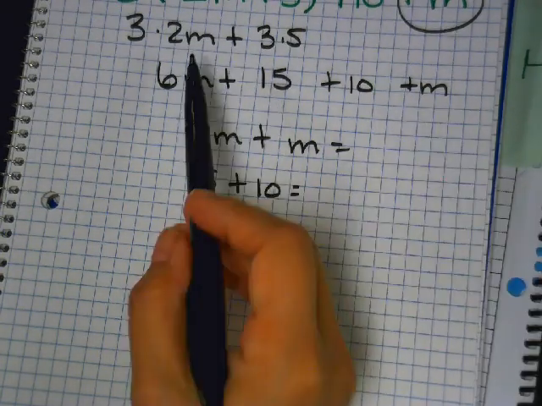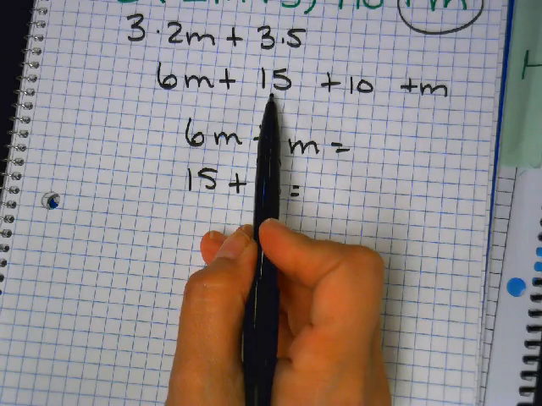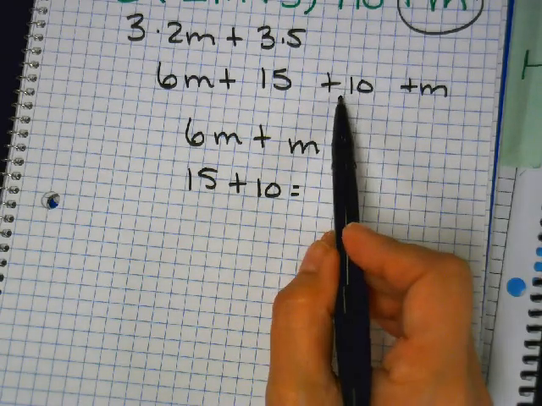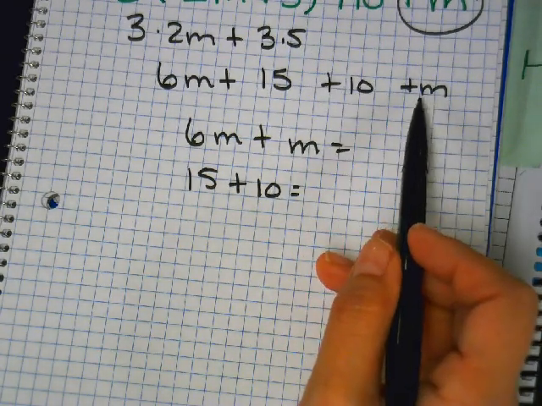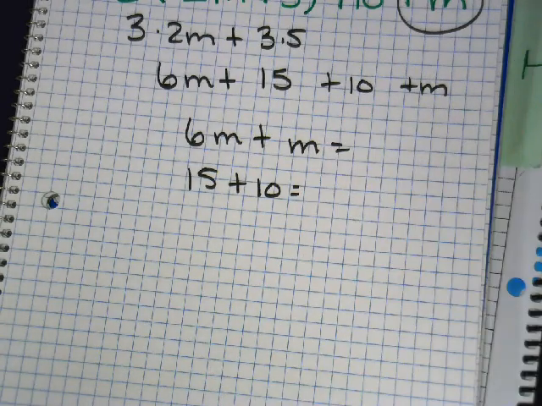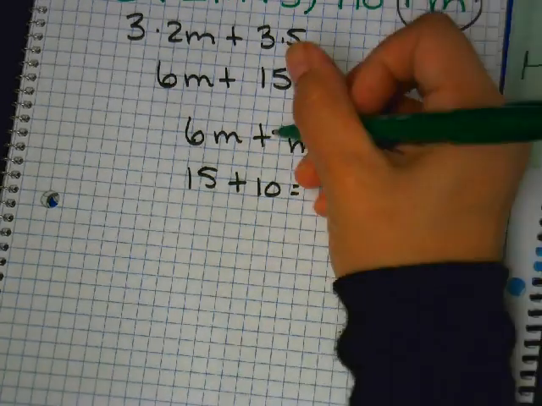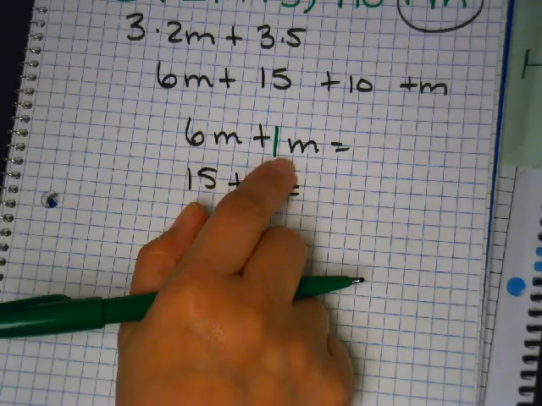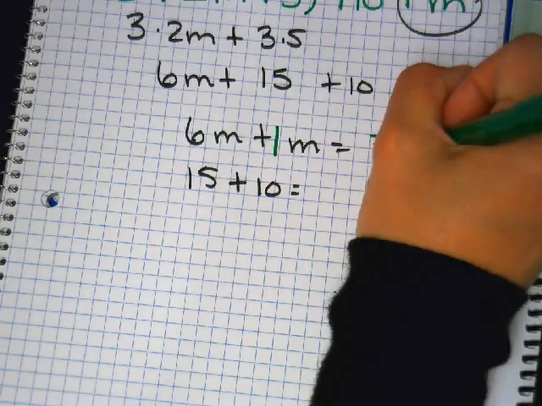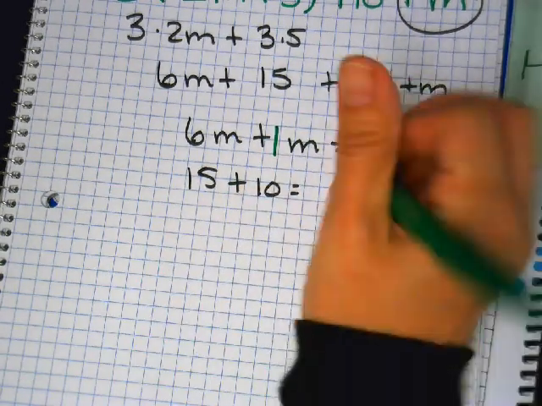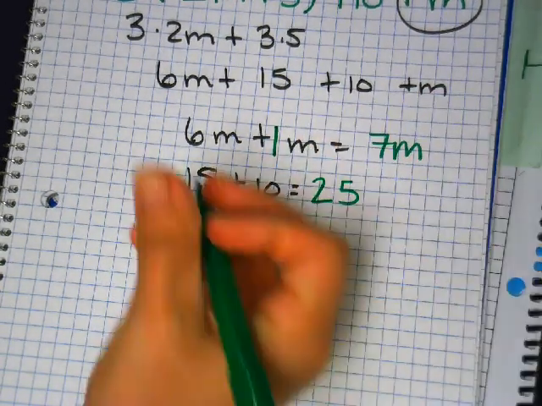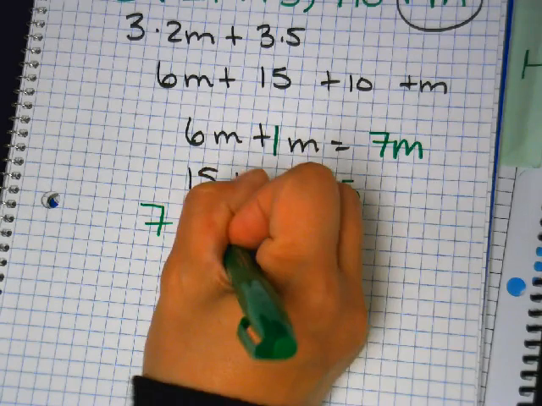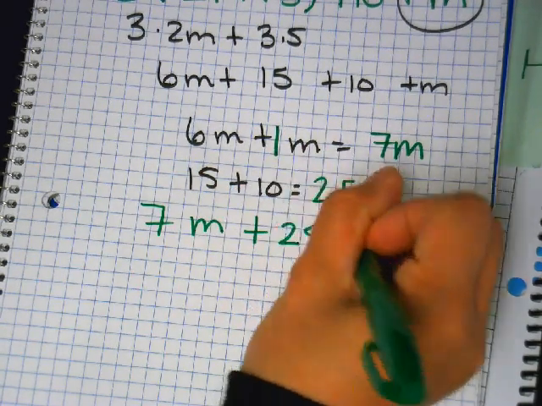So, did you guys get 6M plus 15? Right? Then you got up to 10, and then you do have an M, which is basically, if it's an M, there's an invisible 1 in front of it. 6M plus 1M is equal to 7M, and 15 plus 10 is 25, so our final answer is 7M plus 25.